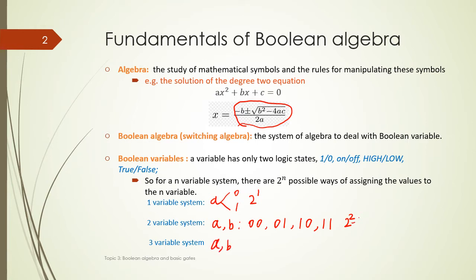If I have three variables, say A, B, C, then I have 000, 001, 010, 011, 101, 110, 111. So totally 1, 2, 3, 4, 5, 6, 7. What did I miss? Okay, I missed 100. Right, so totally 8 combinations. That's 2 to the power of 3. If you have n variables, then that's 2 to the power of n possible ways of assigning the values to all variables.